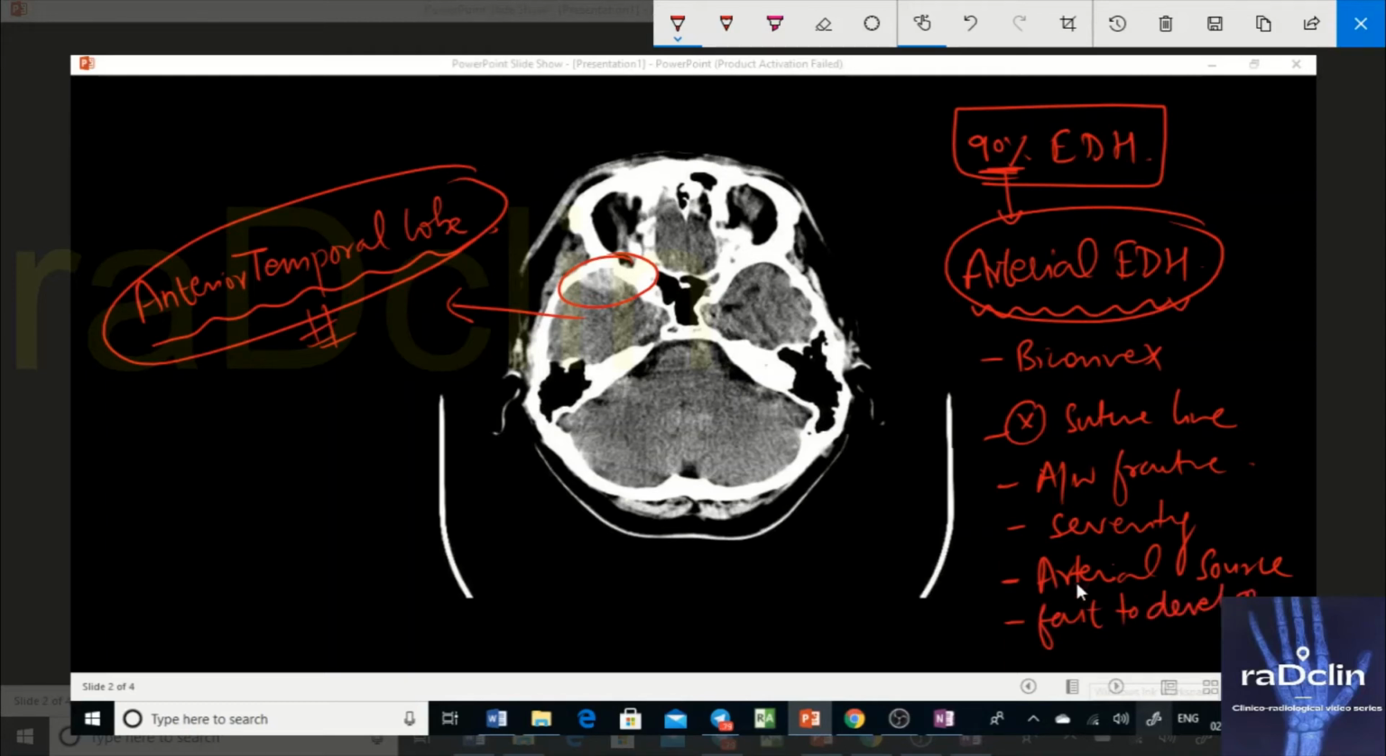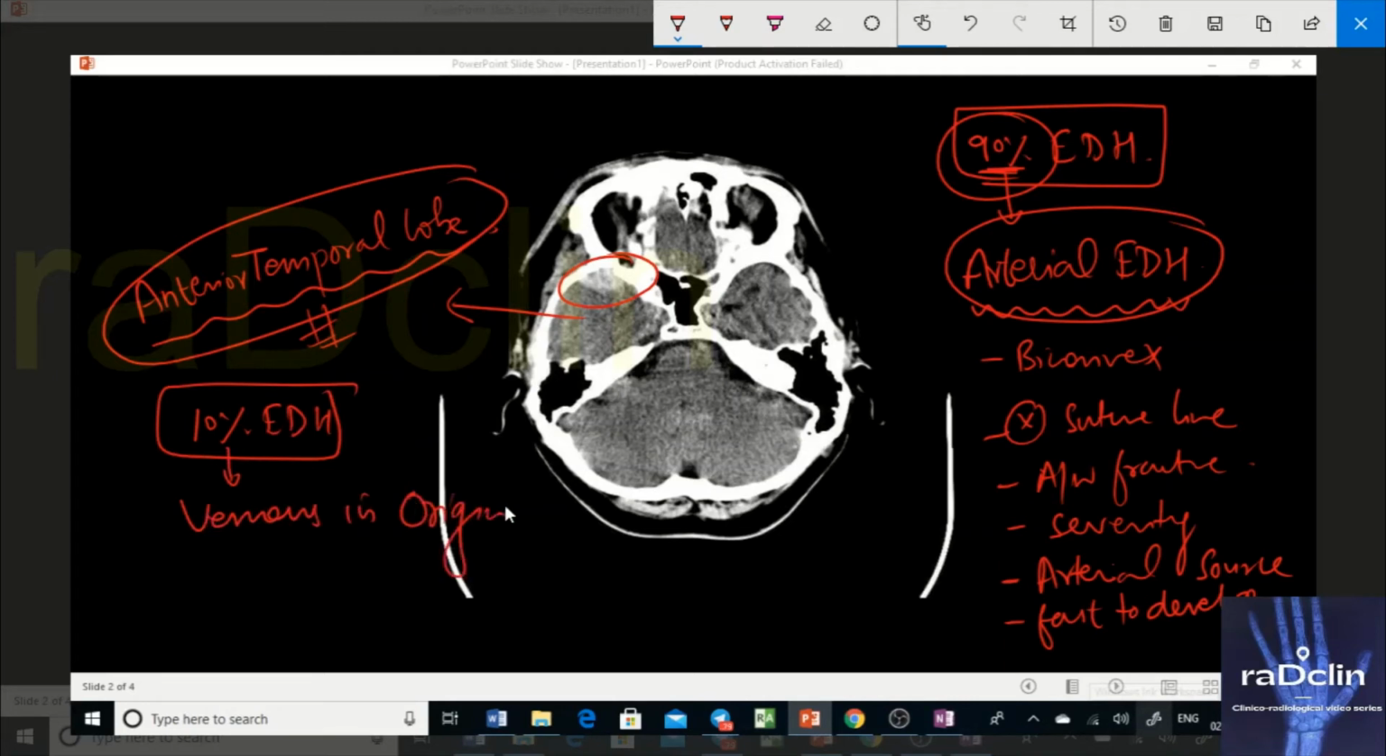So these were the features that we discussed with arterial EDH. But remember this: since 90% of EDH are arterial, there are 10% EDH that are venous in origin. Okay, so this is important. There are three typical EDH that I'm going to tell you now which are venous in origin, and this image is one among them.